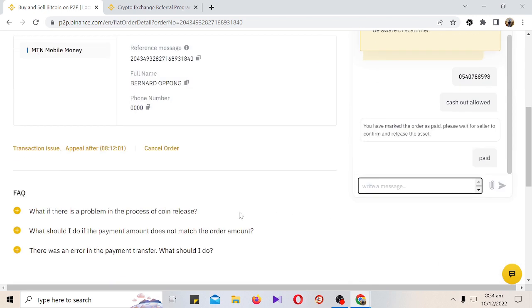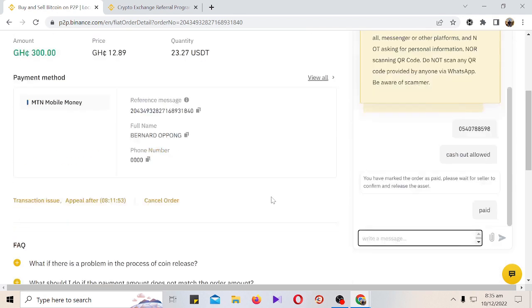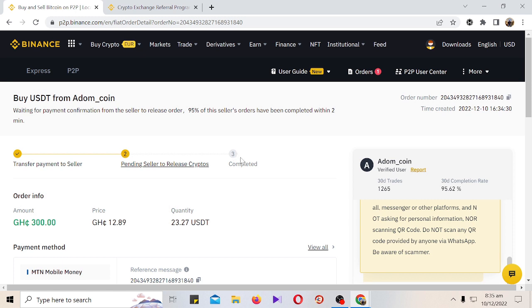So once you have made payment and you have clicked on transfer, notify seller, this guy is going to see it and Binance will tell him to release the crypto for you. Once he finishes releasing the crypto, you receive an SMS from Binance and also a Gmail message from Binance telling you that you have completed the trade.